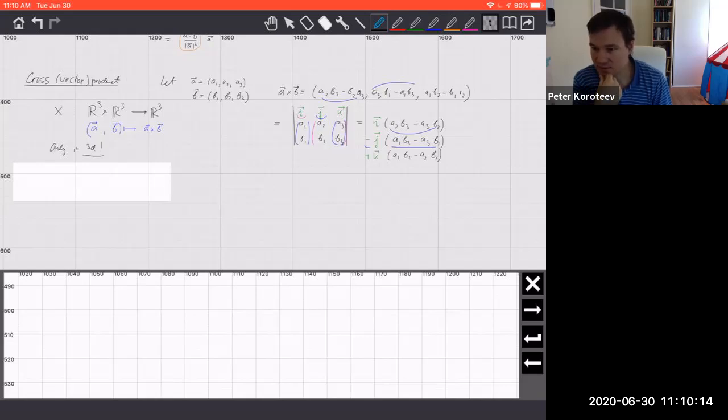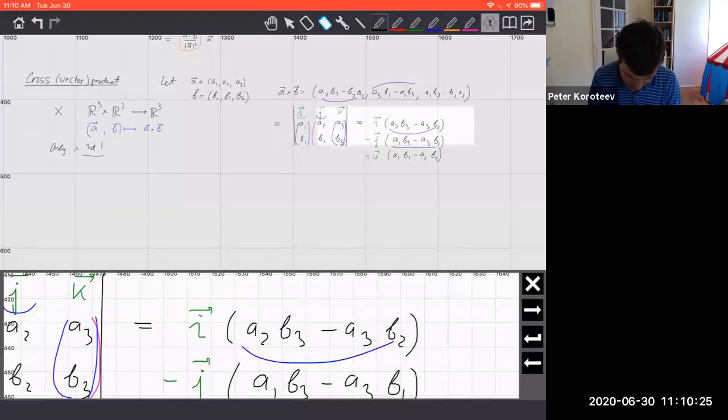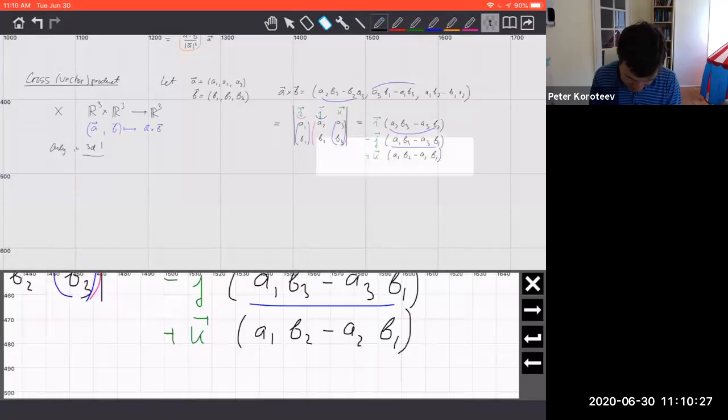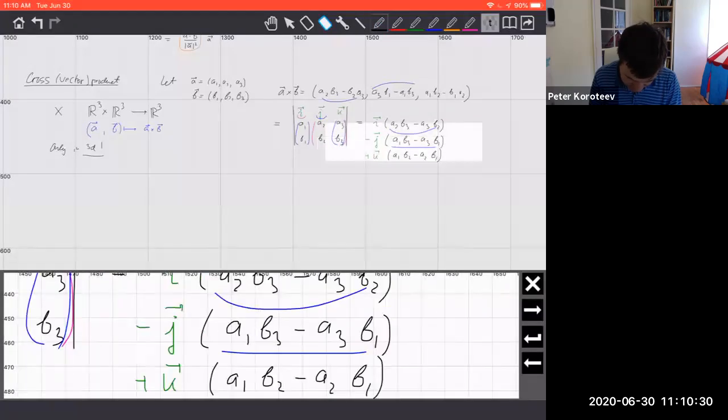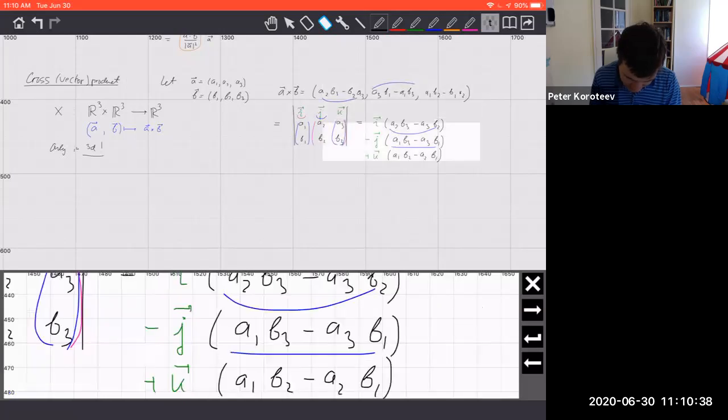What are the signs in front of vectors i, j, k on the right? It's plus, minus, plus. With i it's plus, with j it's minus, with k it's plus. Notice that the second component in the vector here is a3, b1 minus a1, b3, but here it's a1, b3 minus a3, b1. But then there's an extra minus, so that's why it matches. Of course, the definition is such because the formula with the determinant works.